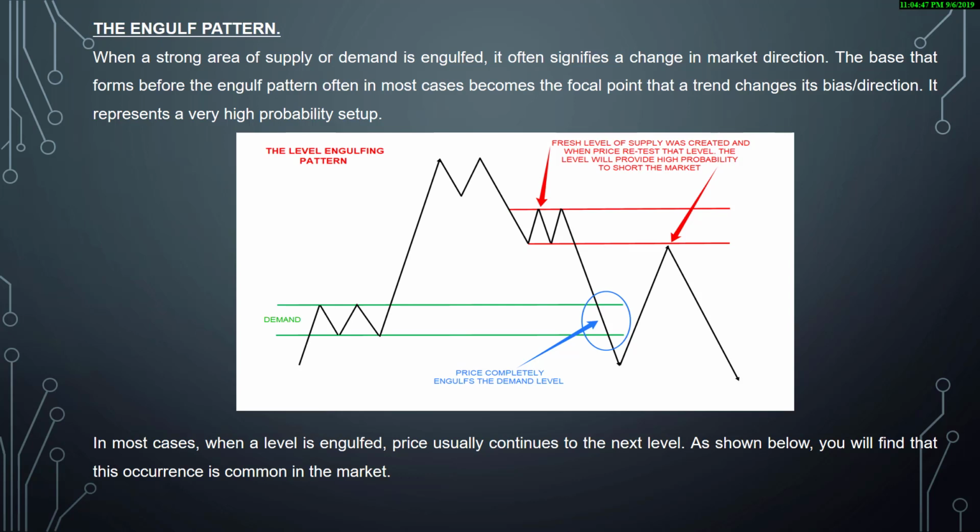When a strong area of supply or demand is engulfed, it often signifies a change in the market direction. The base that forms before the engulfing pattern, in most cases, becomes the focal point where a trend changes its bias or direction. It represents a very high probability setup. In most cases, when a level is engulfed, price usually continues to the next level. As shown on the chart, you will find that this occurrence is common in the market.